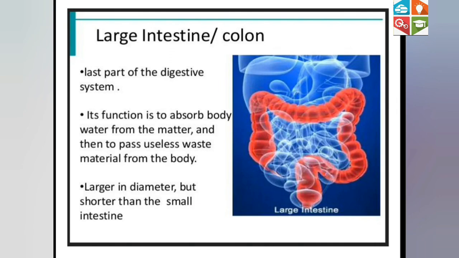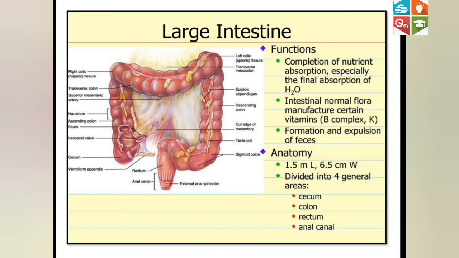Whatever food is contained, the water content is absorbed by our large intestine and then it passes the useless material out of the body. So it is going to remove the unwanted material from the body. The large intestine is larger in diameter but smaller in length than the small intestine. The function of the large intestine is completion of nutrient absorption, especially water. Finally, they absorb the water from the food.